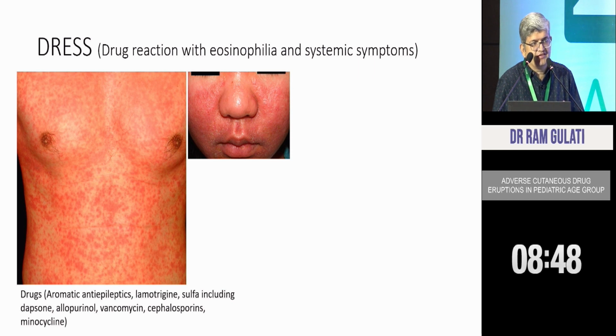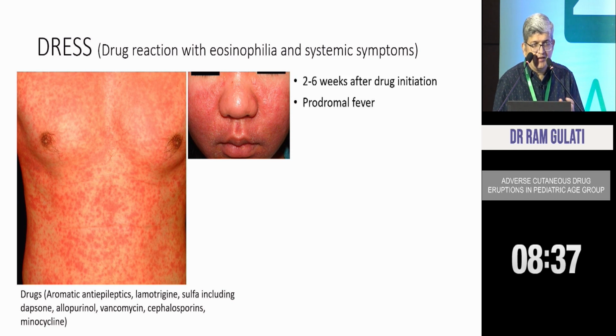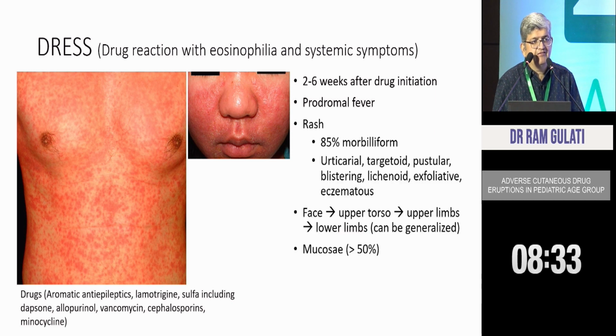For example, with lamotrigine, nowadays when it is being given, the parents are told on day 1 that if there's a rash with lamotrigine, you stop and come back. So that is the nature of the rashes with lamotrigine. They take about 2 to 6 weeks to develop. There can be a prodromal fever. And then 85% of the rashes just look like a simple maculopapular rash. But in 15%, you can have a different variety of rashes.